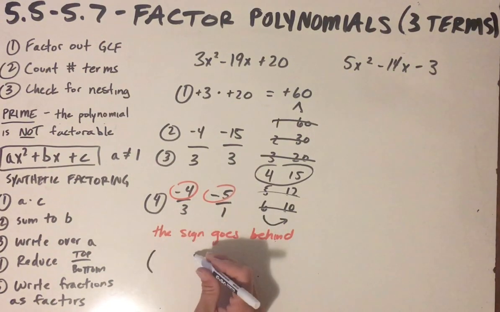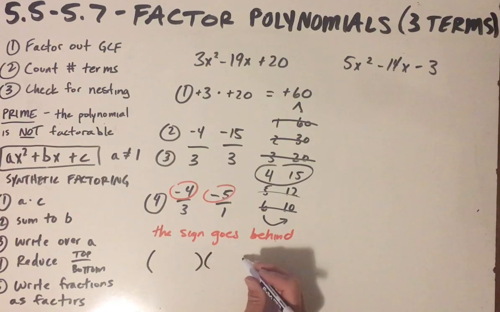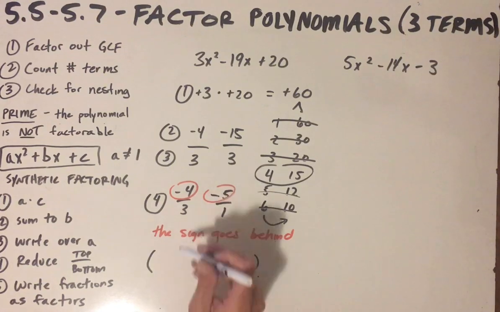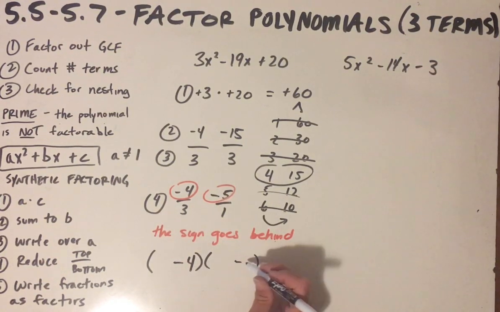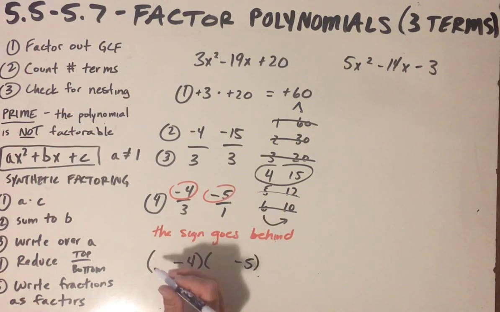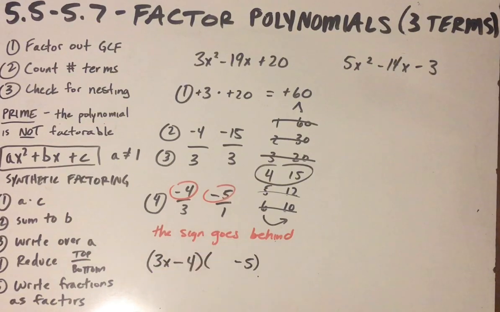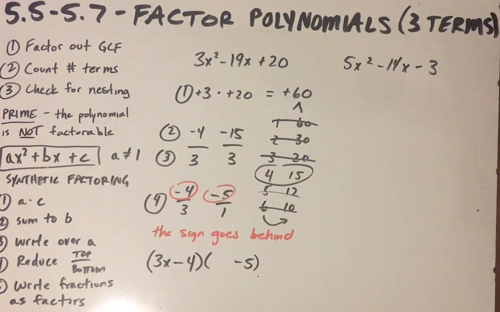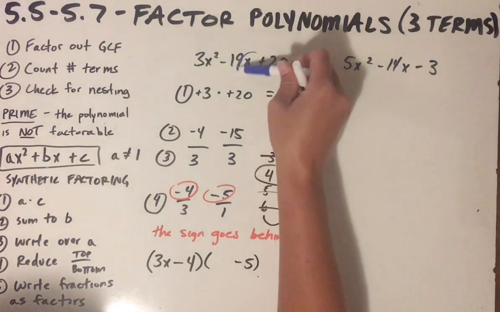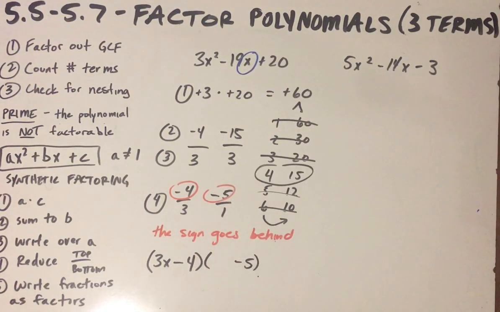This first -4/3 is my hippobutts, and -5/1 is my hippobutts. Well, how does this transfer to a hippobutt? The sign goes behind, so this is going to be -4 in the back of this one and -5 in the back of this one. Well, what does 3 mean? 3 means that I don't just have a single x, but I have a 3x. Again, I'm going to look at this middle term right here and say there's an x, and that's what's going to go into each one of these. This one just says 1, so I just have a single x.